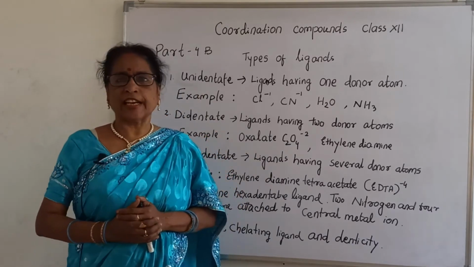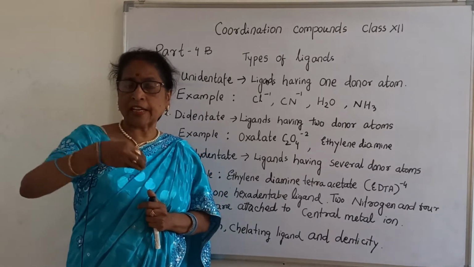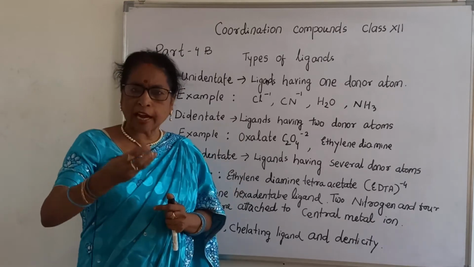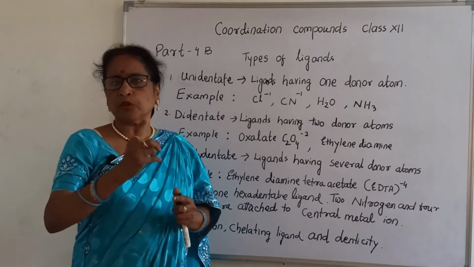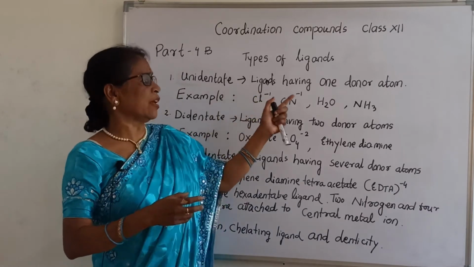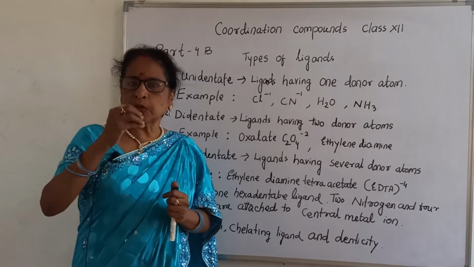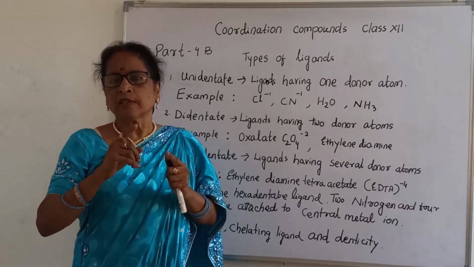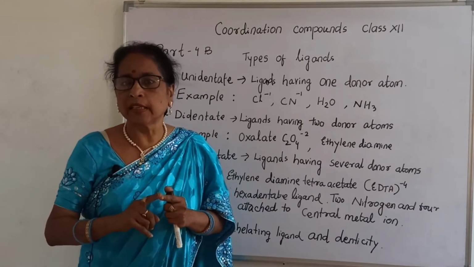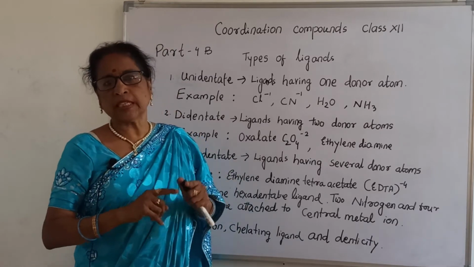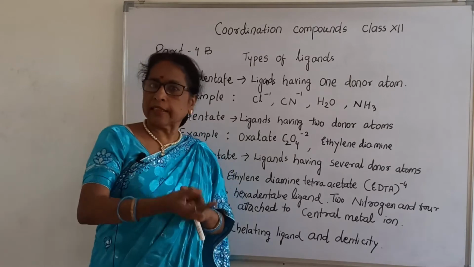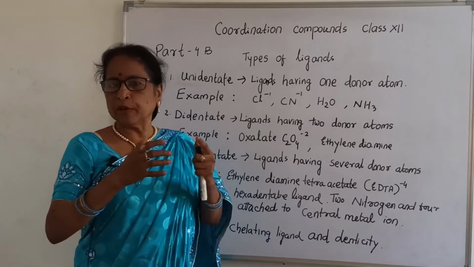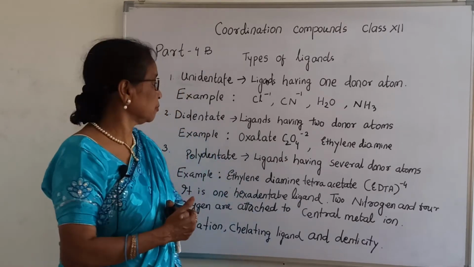One is unidentate. Dentate means the atom which will donate towards the central metal ion. Unidentate means the number of atoms donated by the ligand should be 1, that means ligands having one donor atom. A single donor atom can donate to the central metal atom or ion, and that is called a unidentate ligand, or you can say monodentate ligand, but unidentate ligand is the term used nowadays.